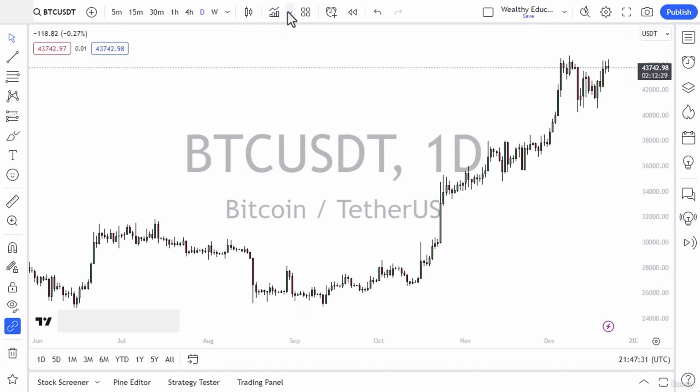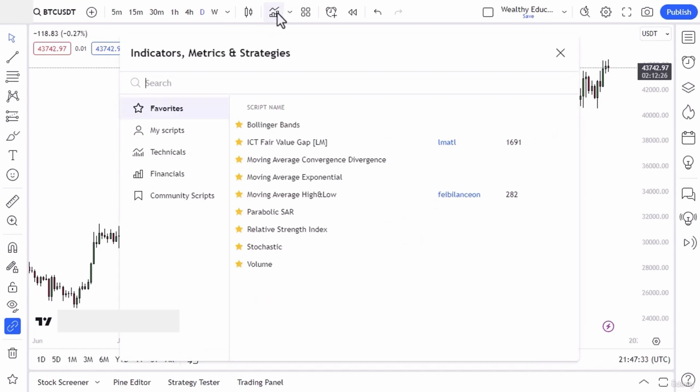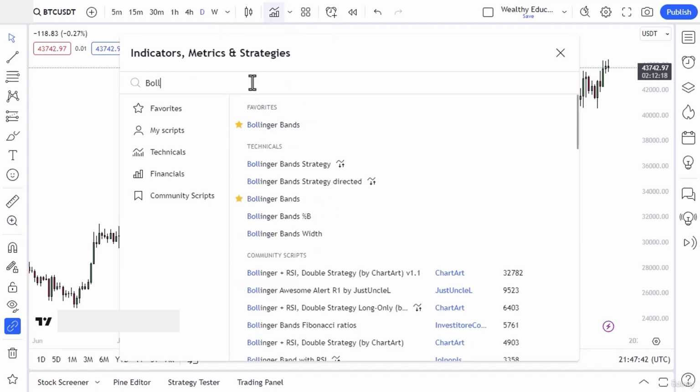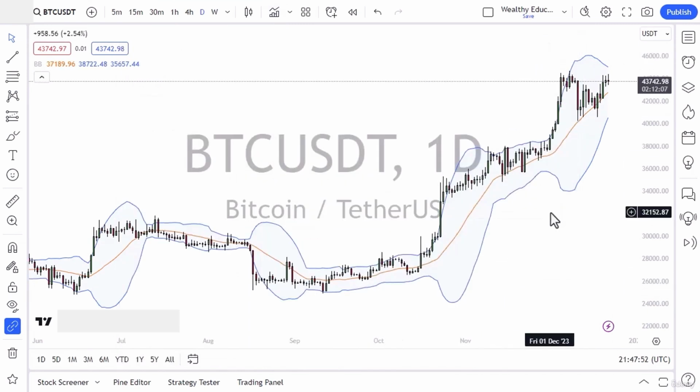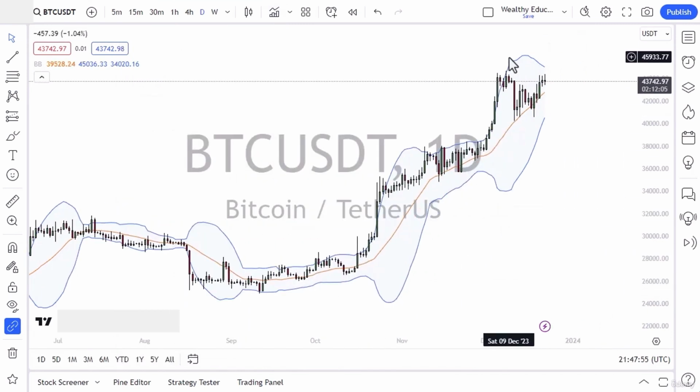common indicator. So the first thing we do is we go to the indicators, metrics, and strategy button up here. I have Bollinger Bands saved, but of course you just type in BOLL and you start to see multiple Bollinger Bands. There are strategies and everything else, but we are just using Bollinger Bands, the originals. Notice how there is 3 lines in a filled area. That's because this measures volatility.